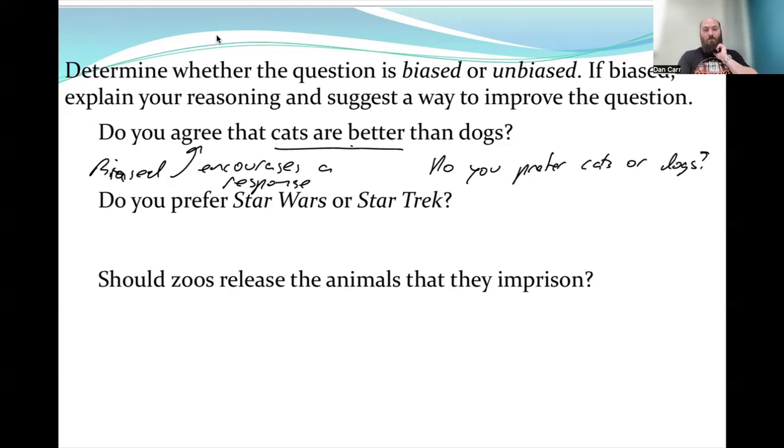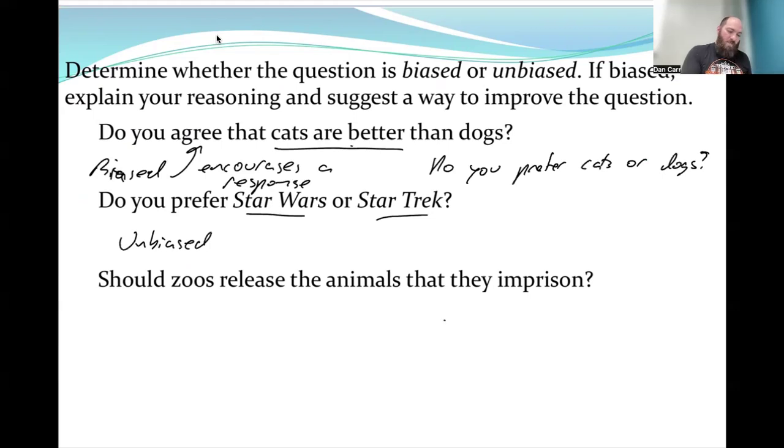Something like that. Do you prefer Star Wars or Star Trek? This one is unbiased. If it's a preference between the two, then you're just asking that. There's no encouragement for one or the other.